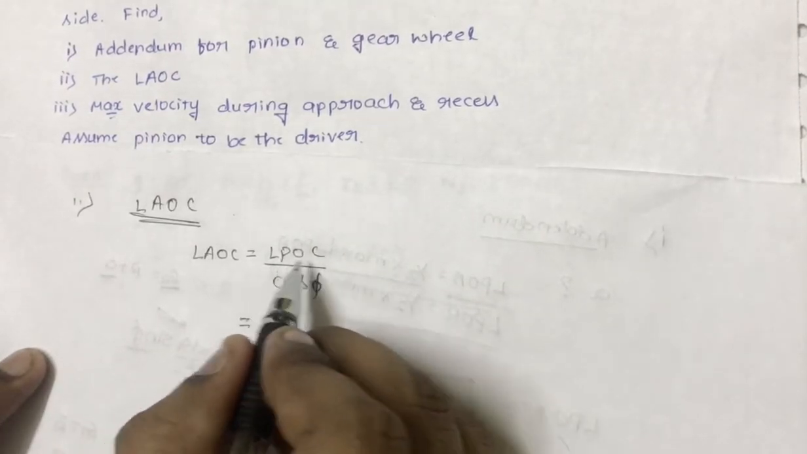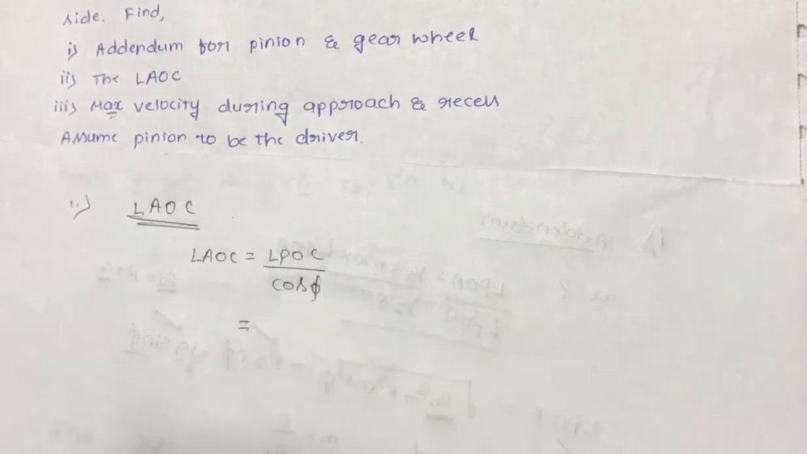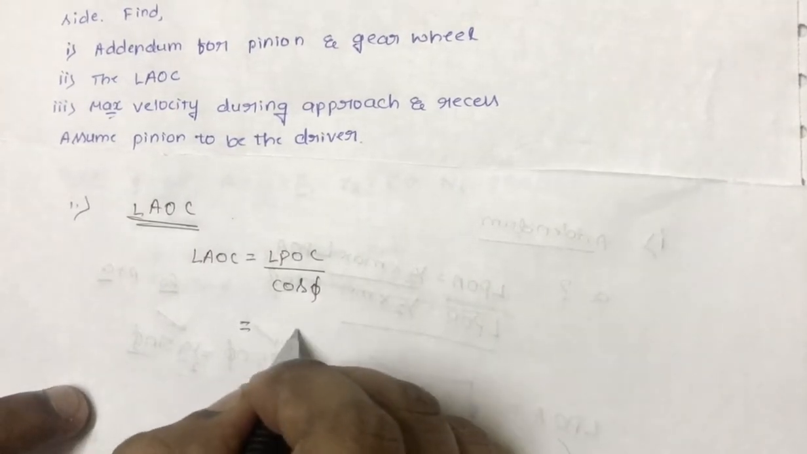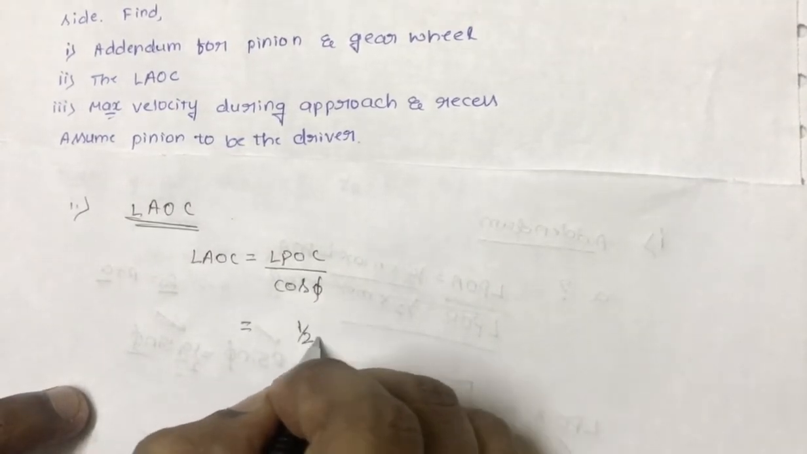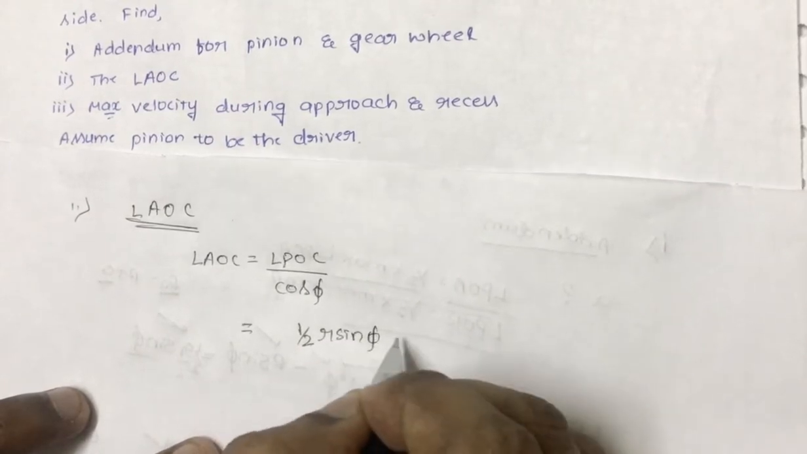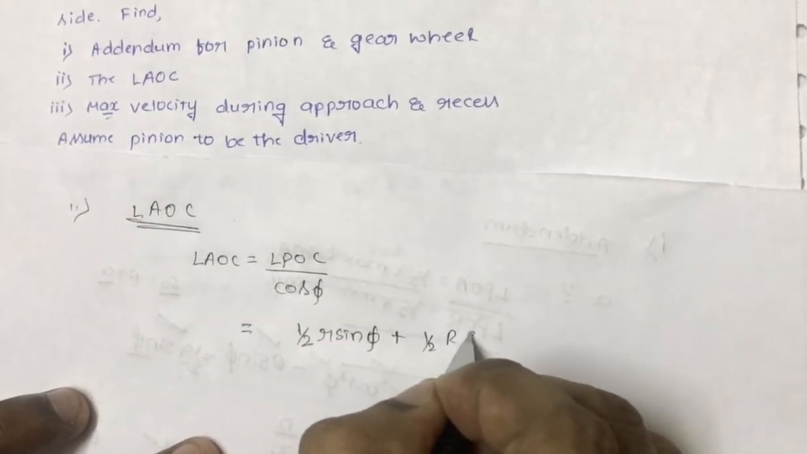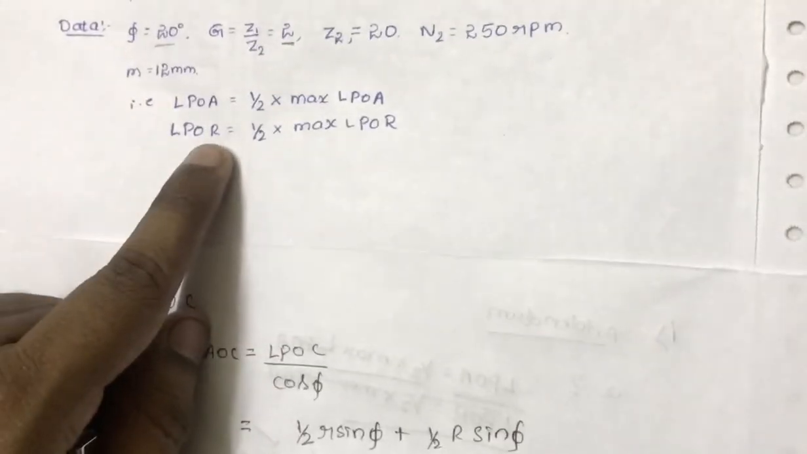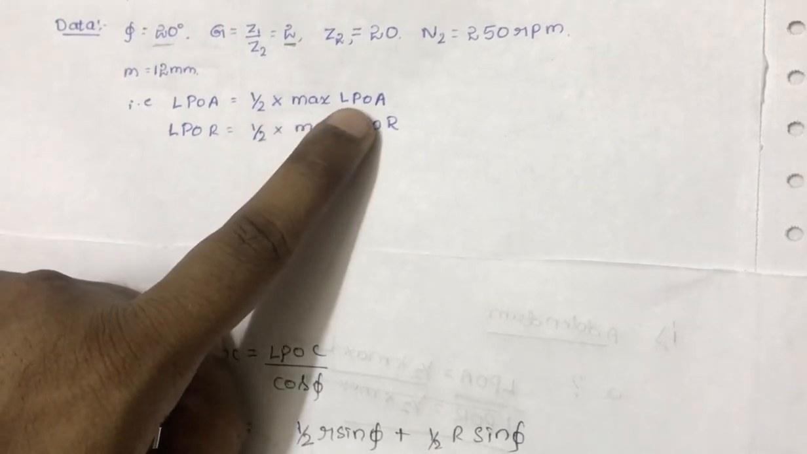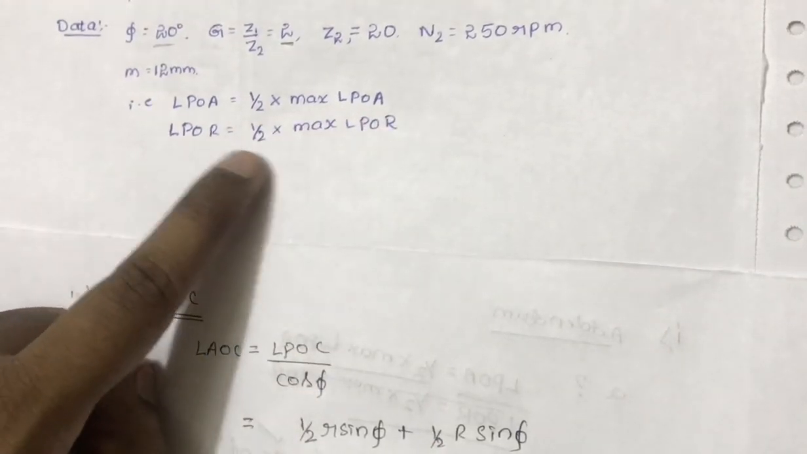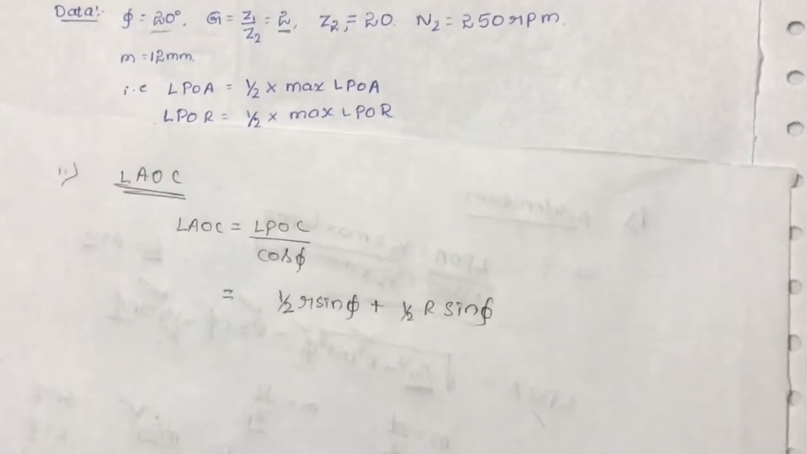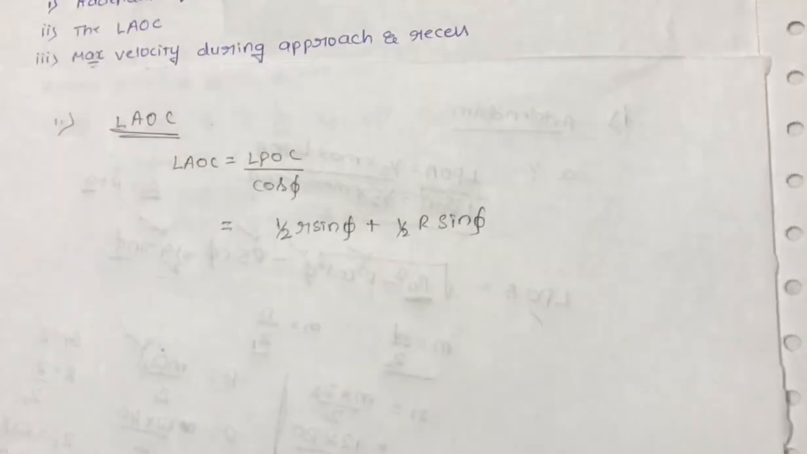So for LPOC, it's a summation of length of path of approach plus length of path of recess, correct? So from that we can write half of r sin phi plus half of capital R sin phi, because it is given that the length of path of approach is equal to half of the maximum length of path of approach, and the length of path of recess is equal to half of maximum LPOR, right? So that's why I have written it like this. If you substitute the values, you'll get LAOC.